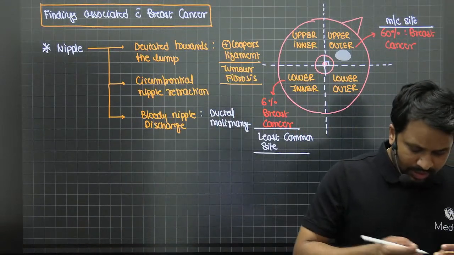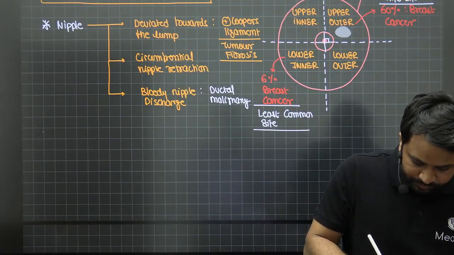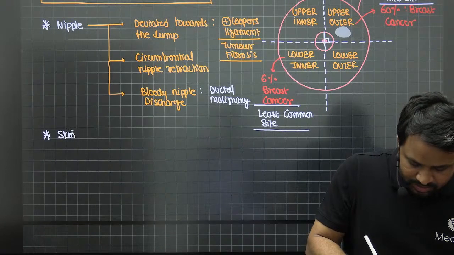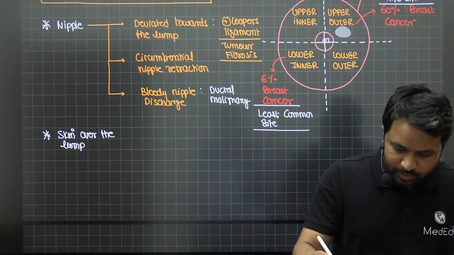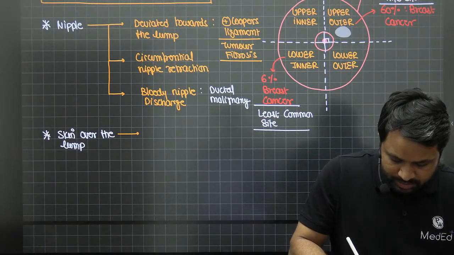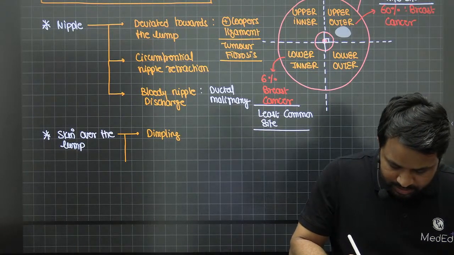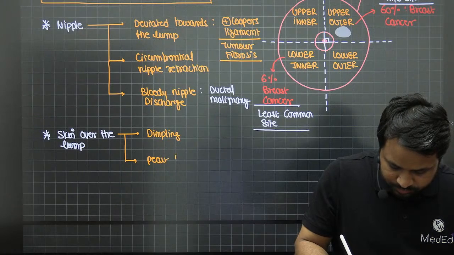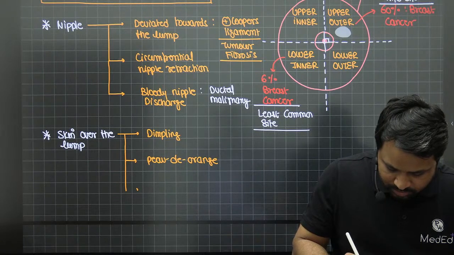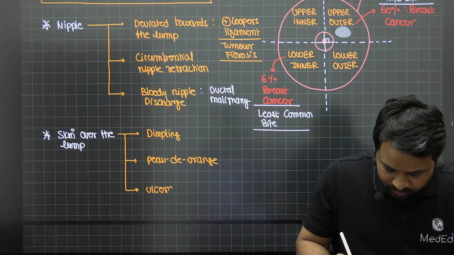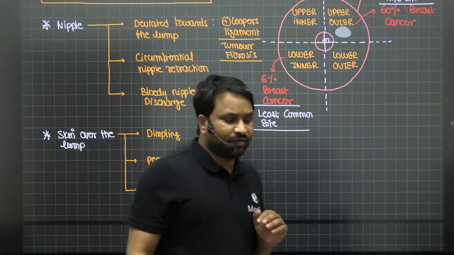Right? Now, once you're done with the nipple, then you have the second finding, that is going to be skin over the lump. What are the findings that you will see in the skin over the lump? Number one, you can see presence of dimpling. Number two, it indicates presence of peau d'orange. And number three, there is going to be ulceration. So either there is dimpling, peau d'orange, or ulceration of the skin. These are three important findings in breast cancer.